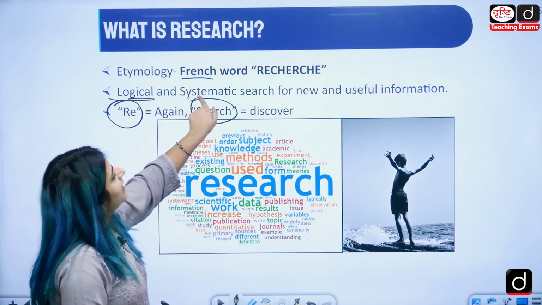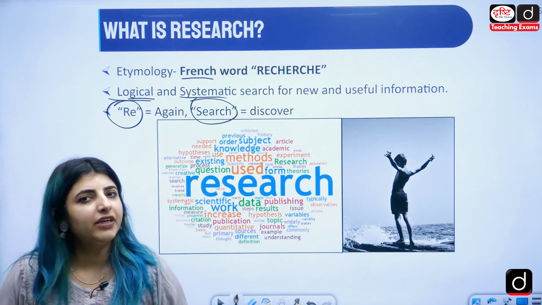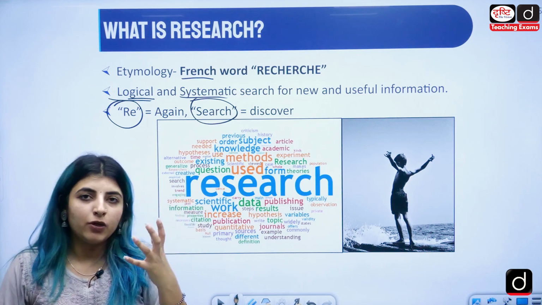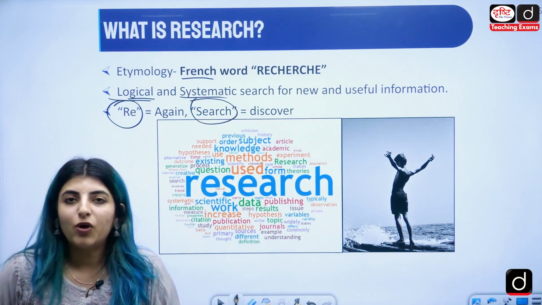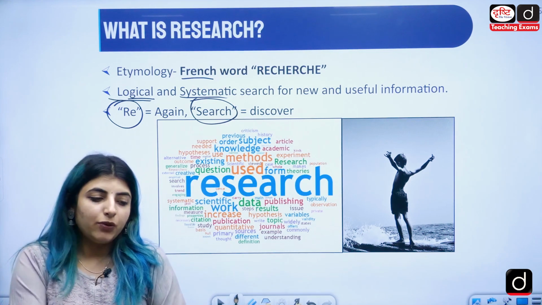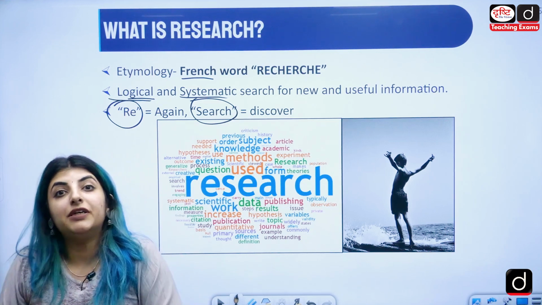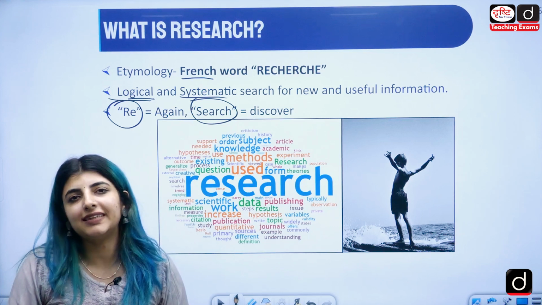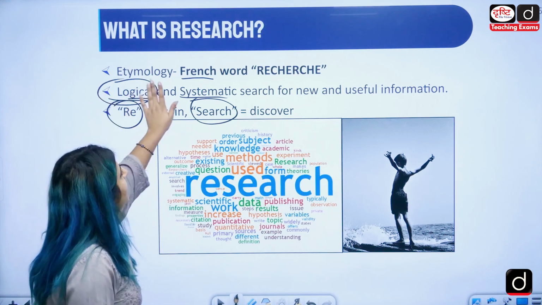Correct? It is a logical and systematic search for new and useful information. Let's just say if no COVID vaccination had been made yet, we would all still be living with that disease, in the pandemic. What would have happened if there had been no solution to that matter? The useful information which is created, which is sought by the person doing research, in COVID's case, it's the doctors and the scientists who have done that, correct? So basically, you're doing things logically and systematically.